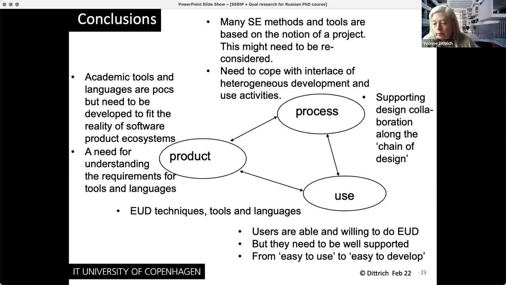Users are able and willing to configure and tailor their software. Some people say that this is the way forward. If we want to continue to grow the software sector, we need to enroll the users in part of the development, but they need to be well supported. So I think in human computer interaction, we'll see a move from easy to use to easy to develop. And here the research area of end-user development comes in.